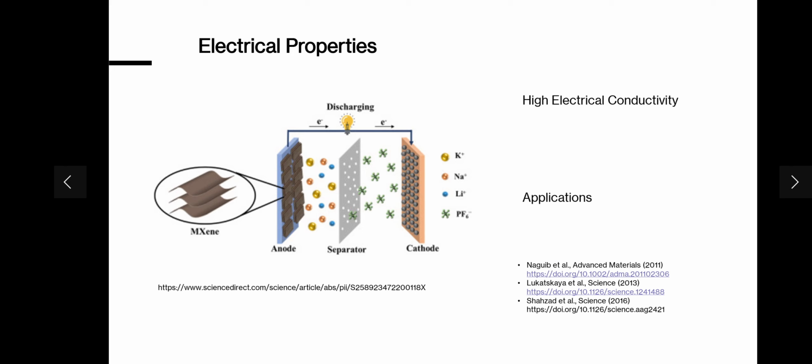The application of all of this high electrical conductivity could be utilizing the carbide sheets for supercapacitors. These supercapacitors will have really high conductivity and a large surface area that would enable rapid charge and discharge cycles in order for a higher power density and better power output.